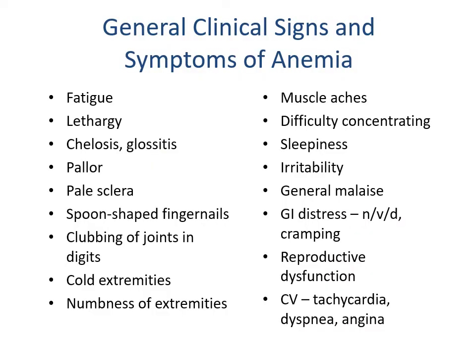Now, some of the general clinical signs and symptoms of anemia. Again, these can also be caused by many other things, so we have to look at it in context along with labs, etc. But these are things like fatigue, lethargy, cheilosis, glossitis, poor skin pallor, pale sclera, spoon-shaped fingernails, clubbing of the joints and digits, cold extremities, numbness of extremities, muscle aches, difficulty concentrating, sleepiness, irritability, general malaise, GI distress, reproductive dysfunction, and cardiovascular complications like tachycardia, trouble breathing, and chest pain.